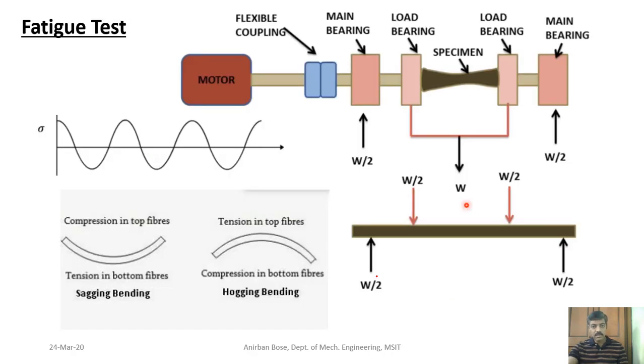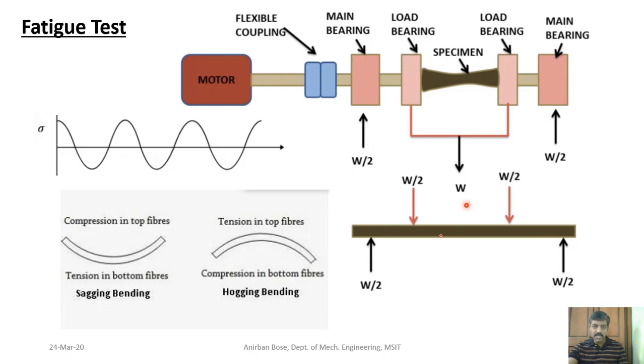Now see how we can find out some parameters for the design from experimental results. Here is the setup for the fatigue test, where you can see this motor is providing power to the shaft so that it can rotate, and this portion is where the specimen is mounted, and here you can see the bearings. Some arrangement in the setup is there so that you can apply load, and that load is distributed to these two ends, where the bearings are also giving the support reactions.